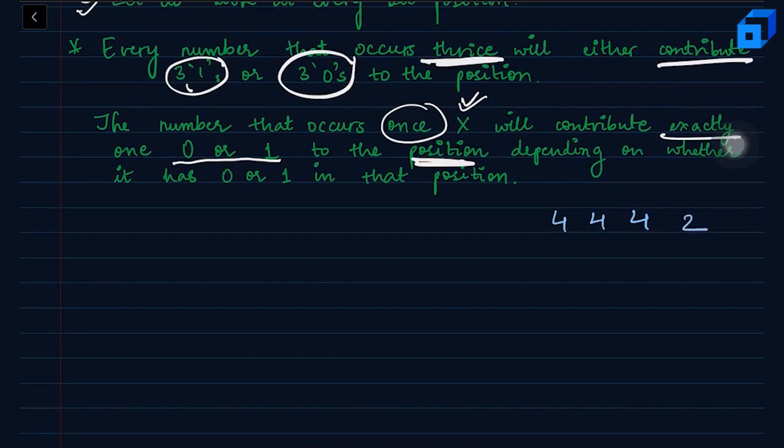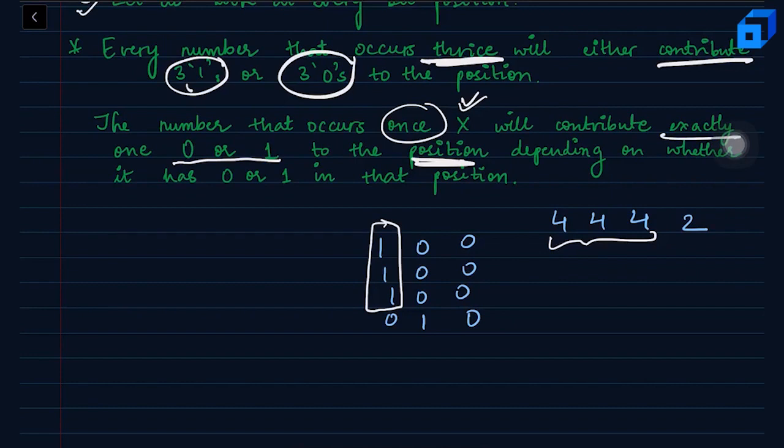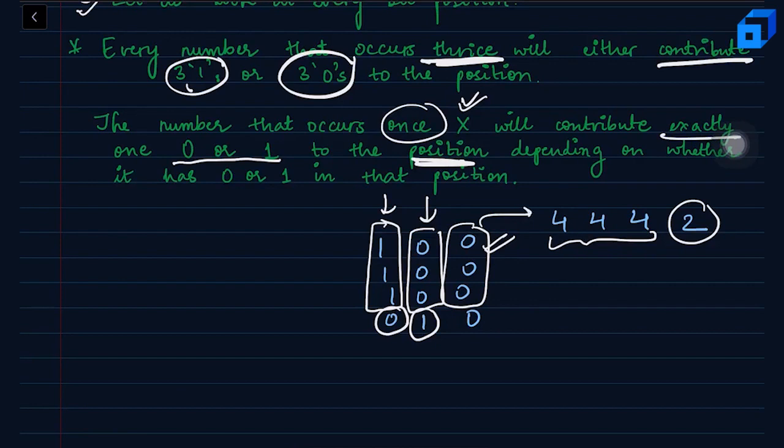Right. So if I write the bit values of these numbers, I will get this. Here you will see that since 4 is occurring thrice, it is contributing 3 ones at this particular bit position. And since 2 is occurring once, it is only contributing 1 zero to this position. Similarly, for this next bit position as well, 3 zeros are being contributed, whereas only 1 one is being contributed. And here 3 zeros are being contributed from the 3 fours, and 1 zero is being contributed from the number 2.